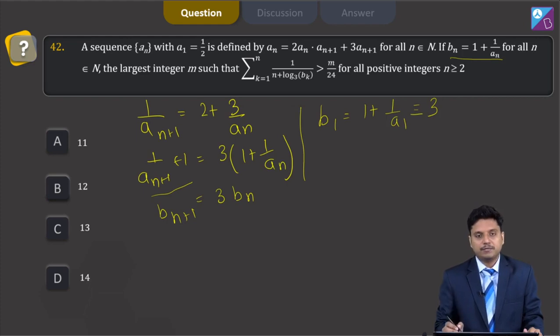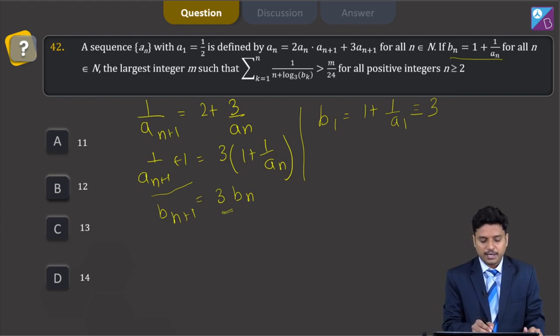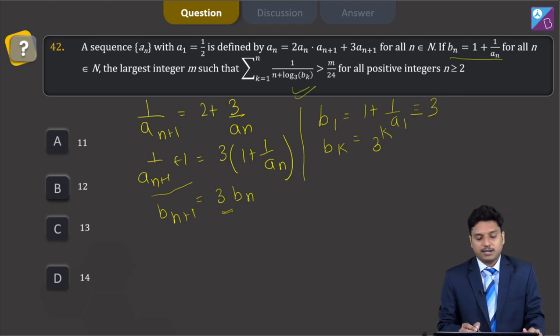So the first term of this GP will be equal to 3, and the common ratio is already known as 3. So what will be the b_k for this expression? b_k will be equal to 3 raised to power k for this GP. Now you are aware of this b_k, now you should proceed to the summation part.